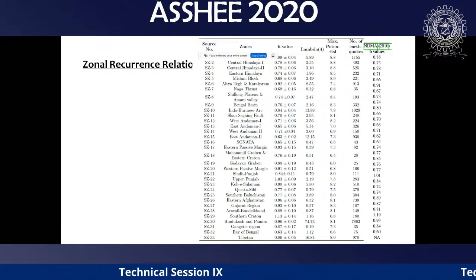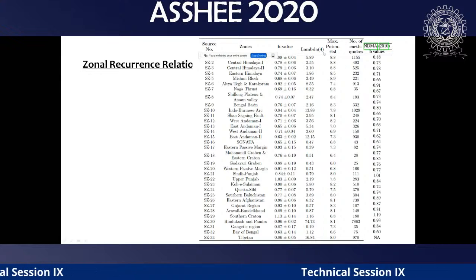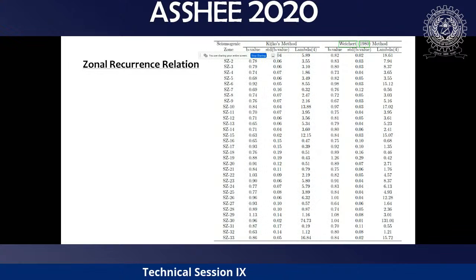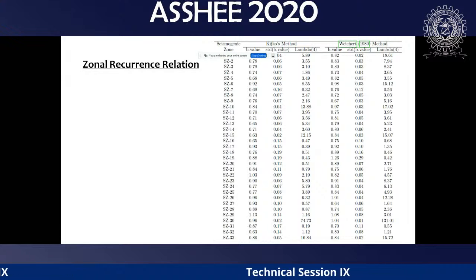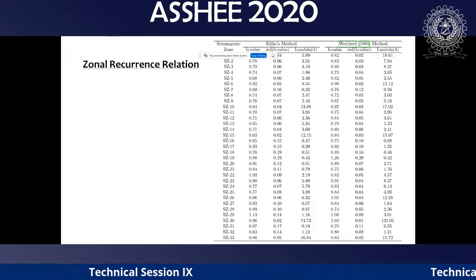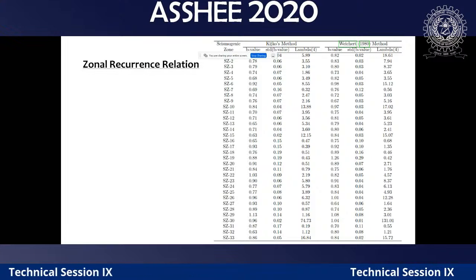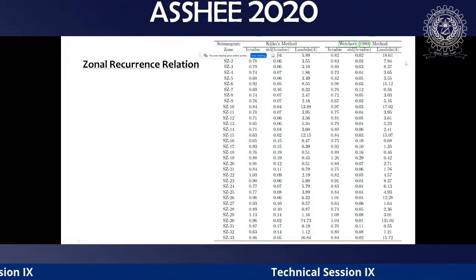And these are the old NDMA values from 2010, the old values, and these are the new values by including the recent 10 years of data. Similarly, we have done this with both the Kijko's as well as the Weichert method. There is a slight difference. In Kijko's extreme-value approach we assume the Gumbel distribution, but Weichert uses the truncated exponential distribution. So these are the b values we have obtained from both approaches.